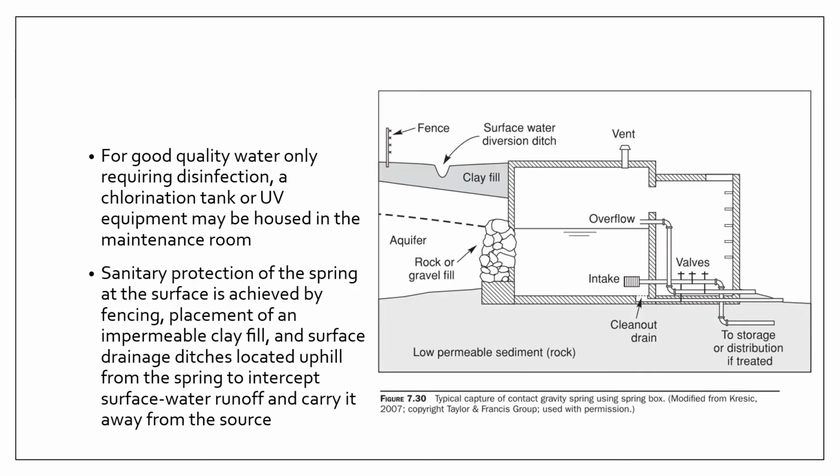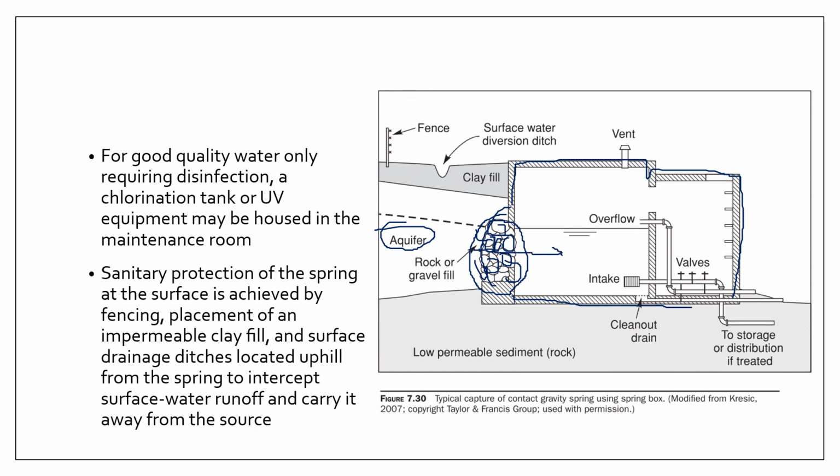Right, so this is a typical schematic of a spring box. So you have your aquifer in here, and this part of the spring box is open. So this is your spring box, right? And this box is open on this side. And these are your gravel or rockfill insert to stabilize your aquifer formation to prevent your aquifer from being eroded or washing out.